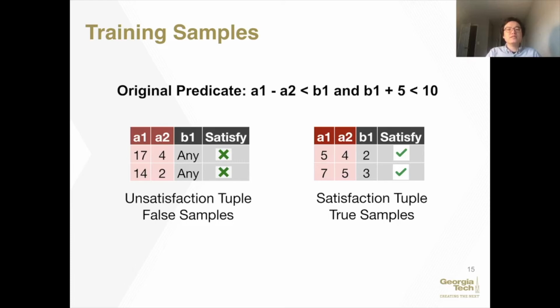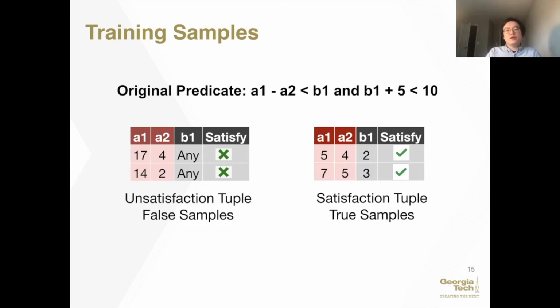I want to emphasize here that there is no possible value for b1 such that, if a1 equals 17 and a2 equals 4, the whole tuple satisfies the original predicate. And we call this an unsatisfaction tuple. We actually proved in the paper that all unsatisfaction tuples should be viewed as false samples because they should be rejected by the optimal synthesized predicate.